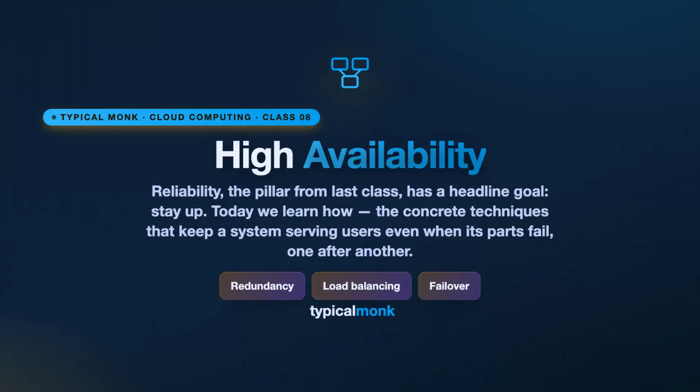Today you will learn the core techniques that make this possible: eliminating single points of failure, adding redundancy, balancing load, spreading across zones, and failing over automatically. These are the building blocks of every dependable system in the cloud. Let us learn to stay up.